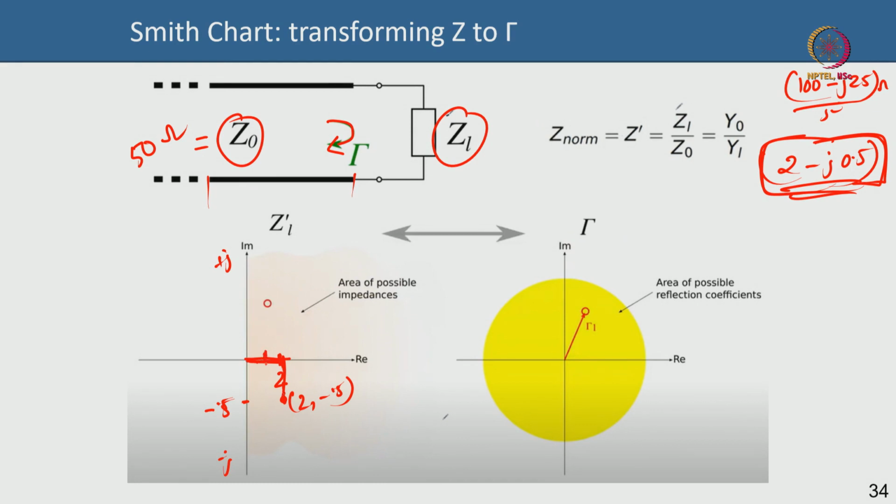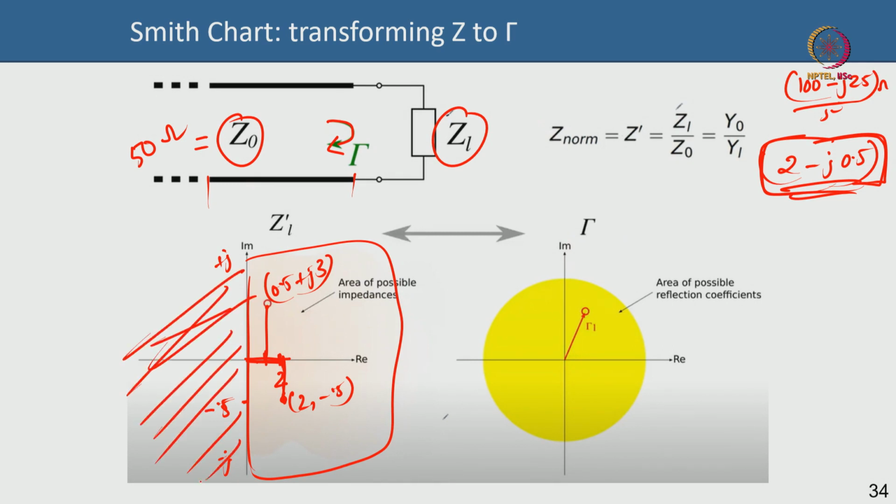Similarly this could be maybe 0.5 and maybe 3, so this could be 0.5 plus j3, something like that. Only the real part is what we are going to represent; this part is prohibited. This is negative resistance, which is not something we are going to talk about here. If you recall, it is the negative differential resistance and things like that. We are only concerned about positive resistances here.